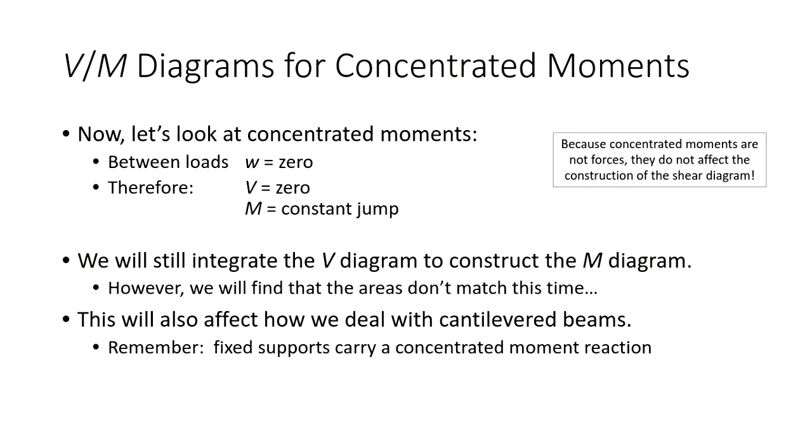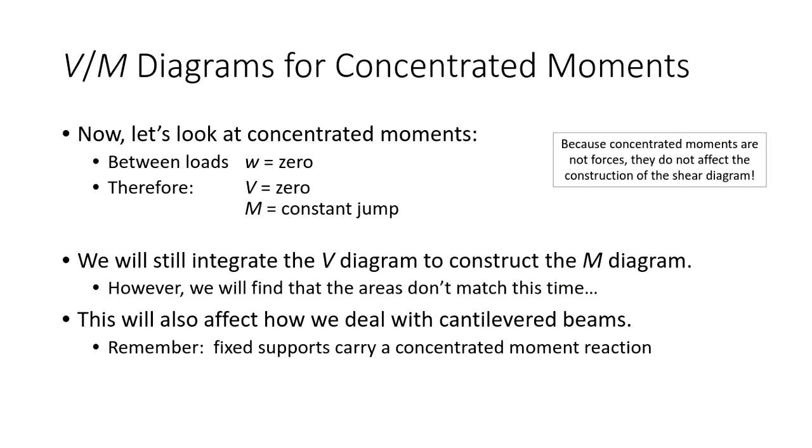They just don't matter. What's going to happen on your moment diagram, though, is you're going to get a constant jump. Like a concentrated force on a shear diagram causes a constant jump. You suddenly go up 20 kips and then suddenly go down 5 kips or whatnot. That's how you draw a shear diagram. With a moment diagram, anytime you see a concentrated moment, it's a constant jump.